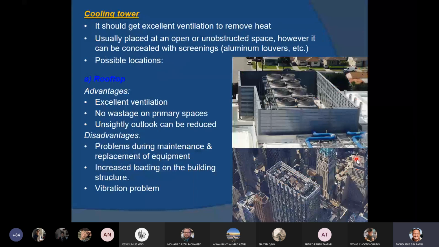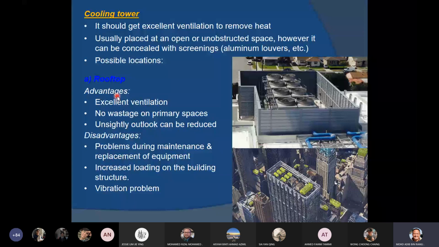Cooling tower, you should get excellent ventilation to remove heat, usually placed at an open or unobstructed space. However, it can be concealed with screening using aluminium louvers and so on. Possible location, as you can see here, this is the aluminium louvers. So from outside, you don't see this thing. So possible location of the cooling tower.